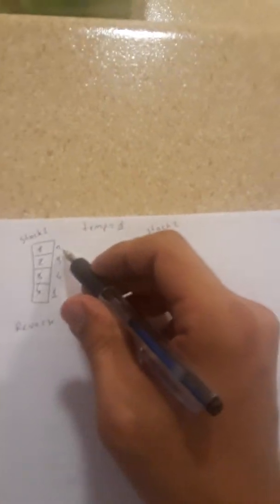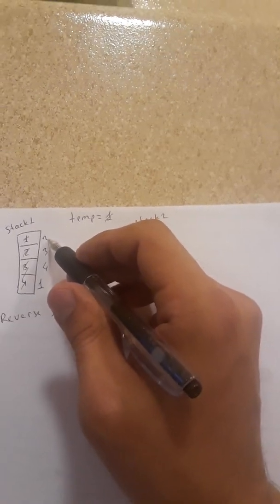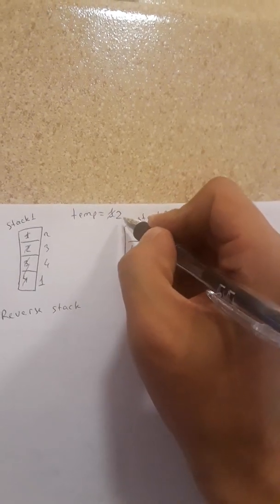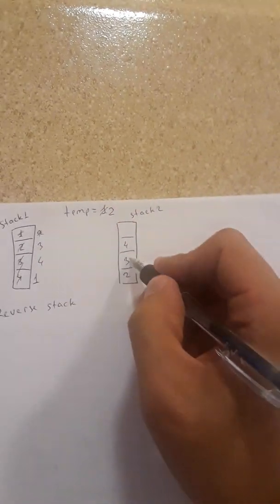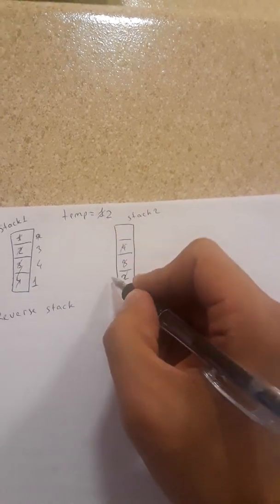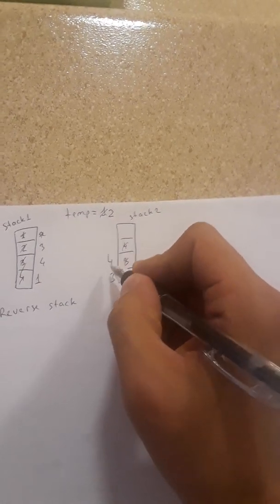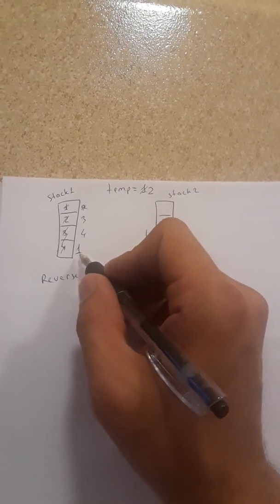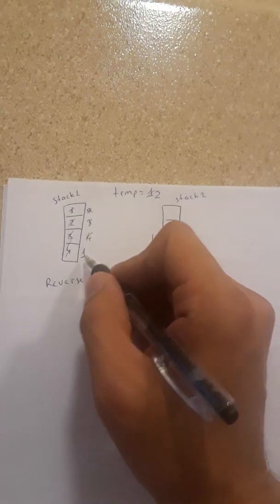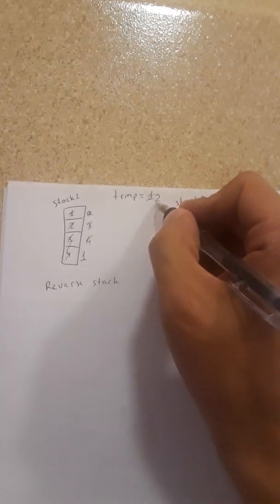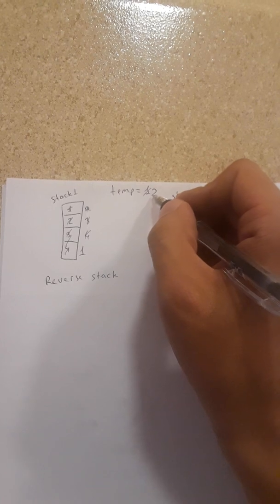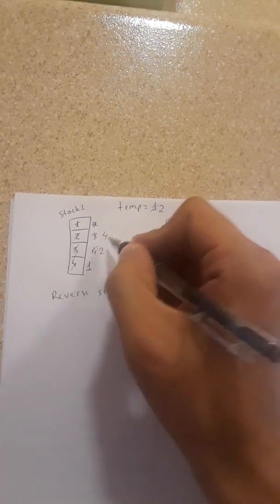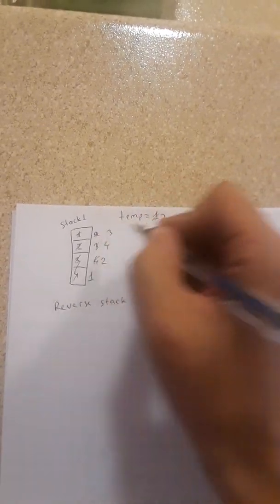And again, we'll do the same thing with the top element. We'll put it to the temporary variable and put the other elements to the second stack. All elements, but the first element will be kept in the first stack. So after that, we'll put back the element from our temporary variable and then our elements from the second stack.